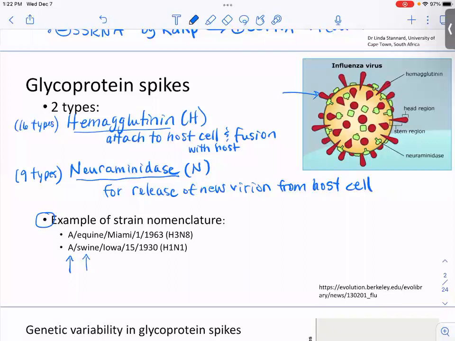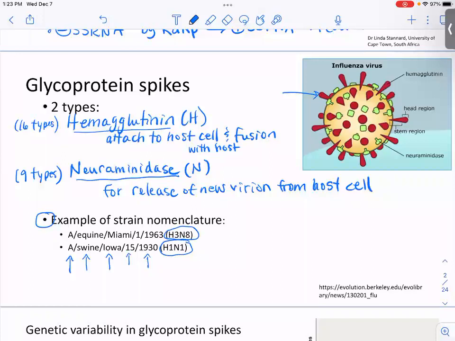So equine, horse, swine, pig. Then where it was first isolated, that could be a city, a state, sometimes a country. And then this number is just a strain number, the year in which it was first isolated, and then the combination of what type of hemagglutinin and what type of neuraminidase. A lot of people have heard of H1N1, swine flu. That's what the H's and the N's stand for.